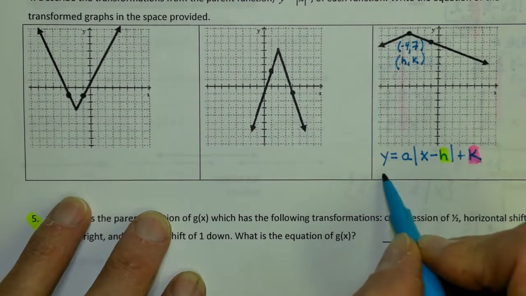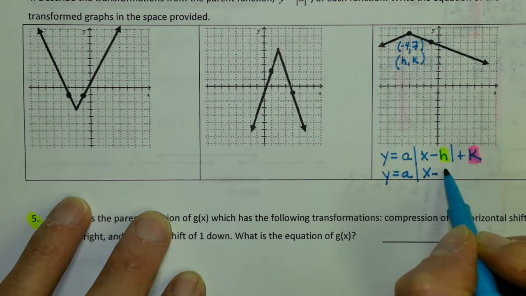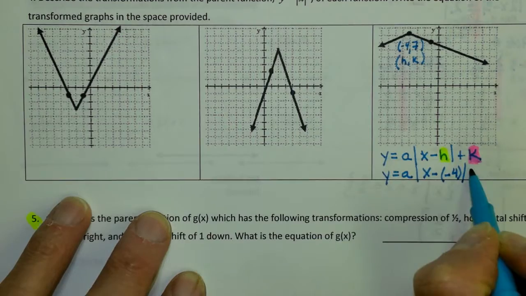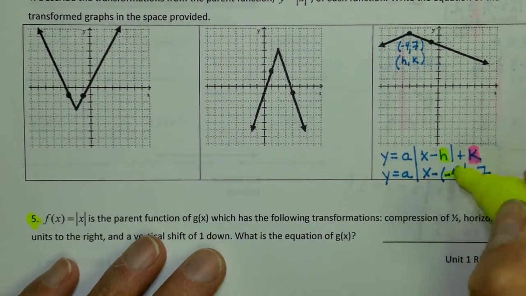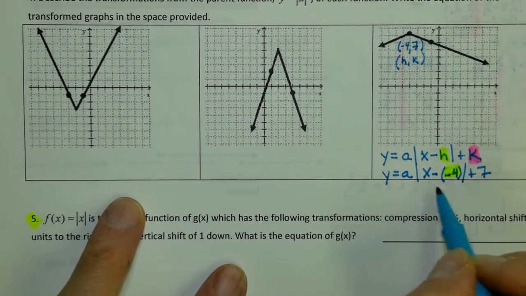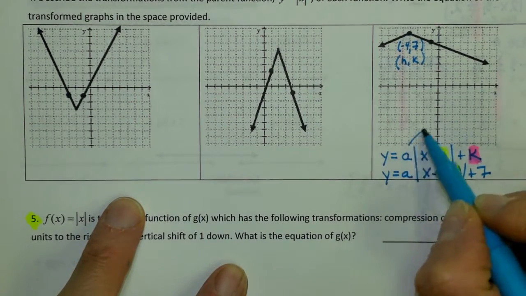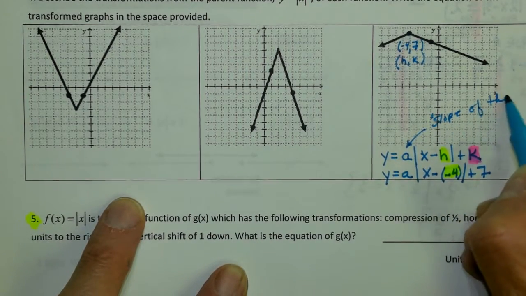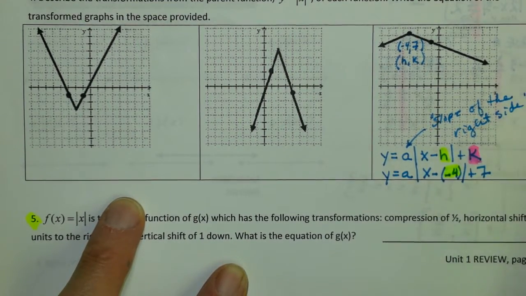So that means y is equal to a absolute value of x minus, well, what's my h? Minus 4, and then my k is a 7. So be careful, because this minus 4 is not the same minus as what's in the problem. So I'll clean that up in a minute. Let's find our a. So I'm thinking of a as the slope of the right side. Okay?